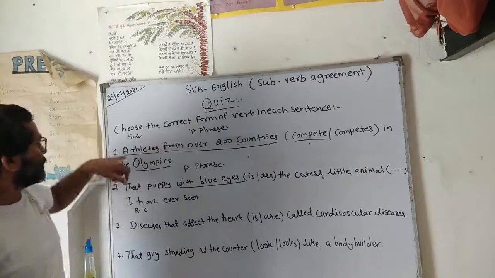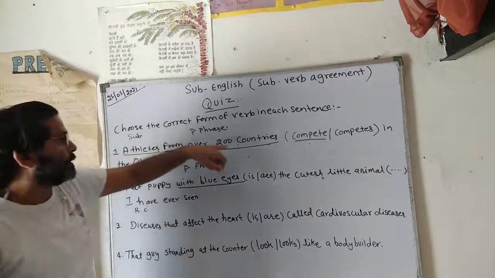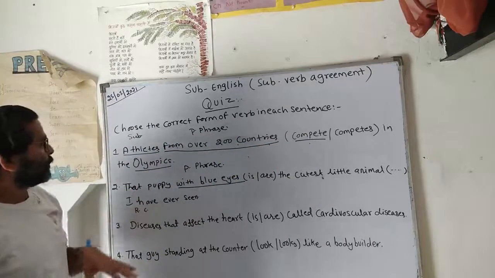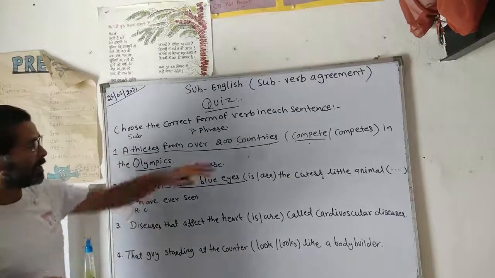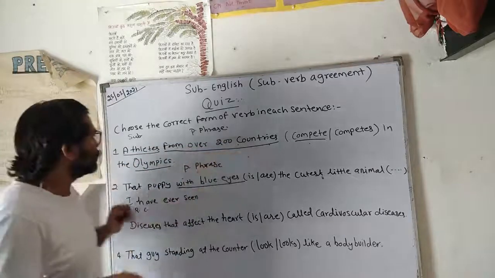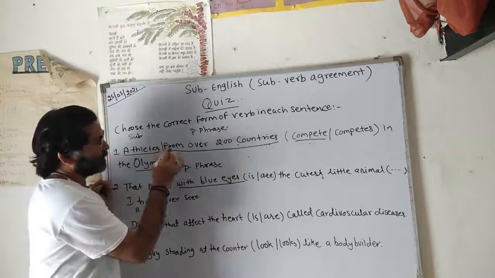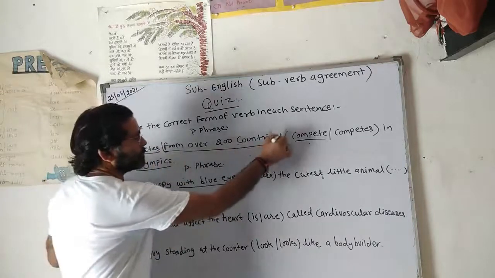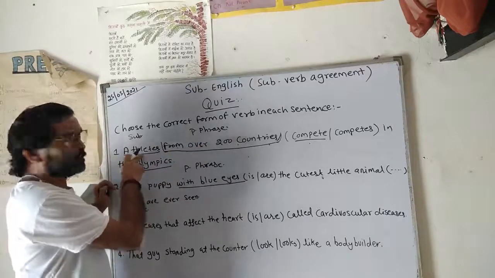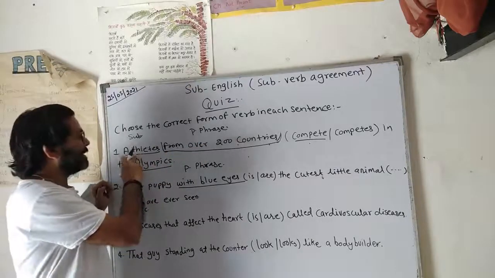So first of all, the first sentence: athletes from over 200 countries competes in the Olympics. First of all, we have to see whether there is a prepositional phrase or relative clause in this sentence. So from is a preposition, and this entire part is a prepositional phrase. So this prepositional phrase talks about the subject, and what is the subject? Athletes.